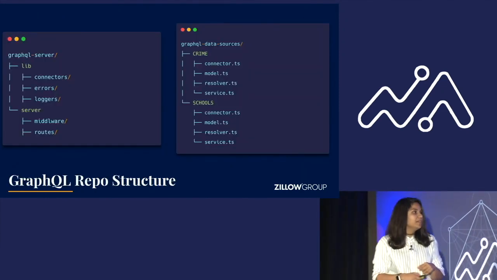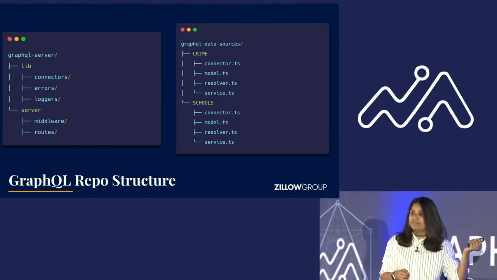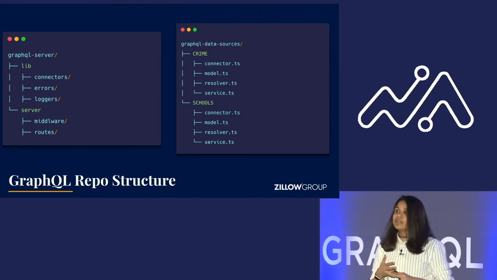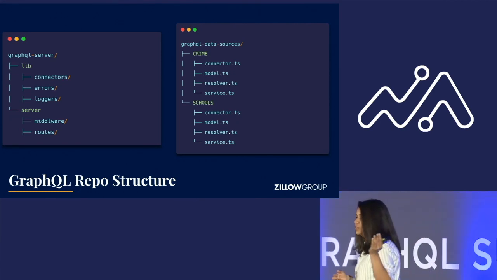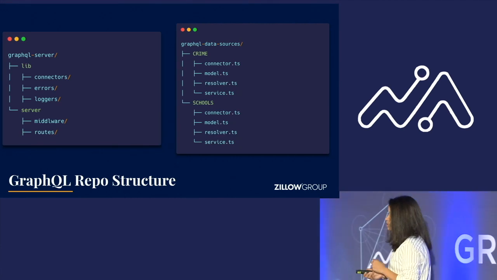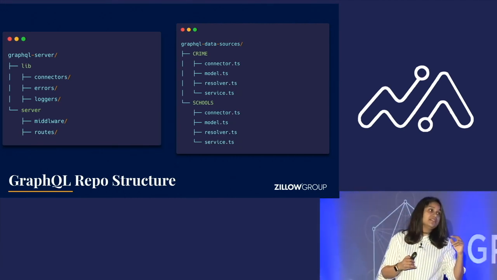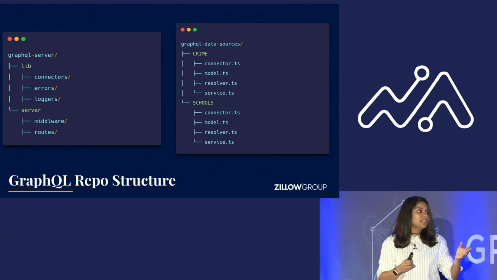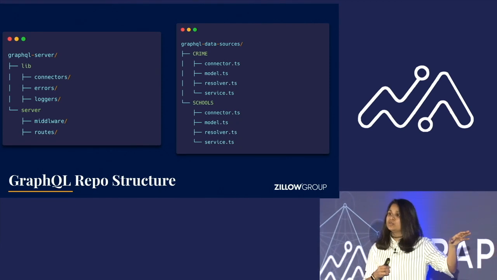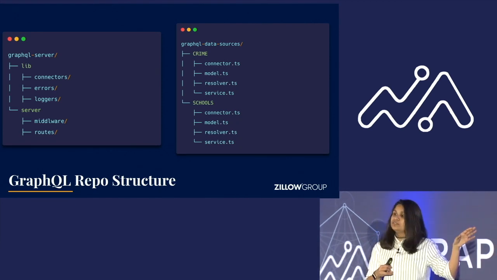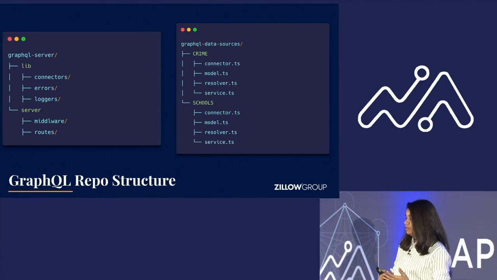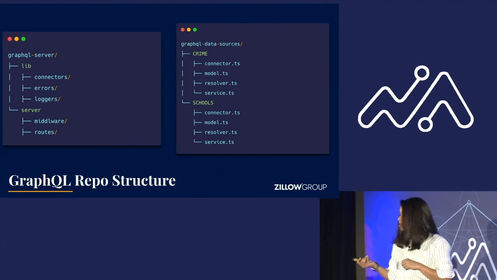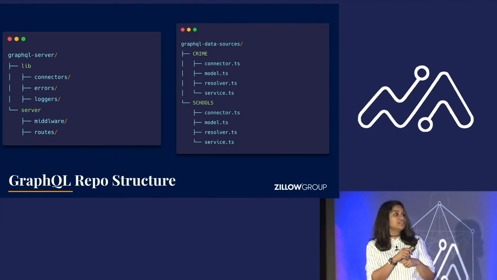So how is it set up? In our setup, we have the GraphQL server on one end, which has the connectors, the common error handling logic, the logging logic, and the middleware for the servers. On the other hand, we have the data sources, which pertain to separate categories of data. So there's crime, schools, there could be one for amenities. And what happens is the GraphQL data sources are taken as an input to the server, and the server then forms that middle layer. So on the right-hand side, you can see that there's a pattern called the connector model resolver service pattern.